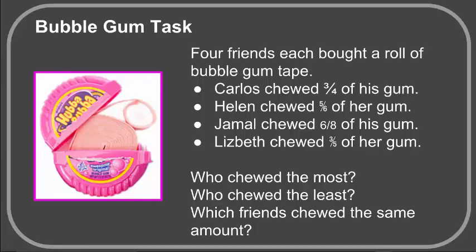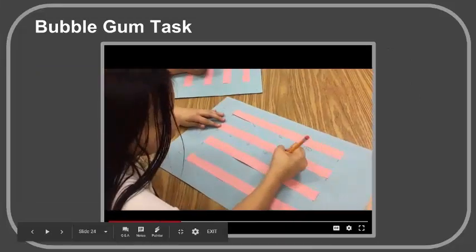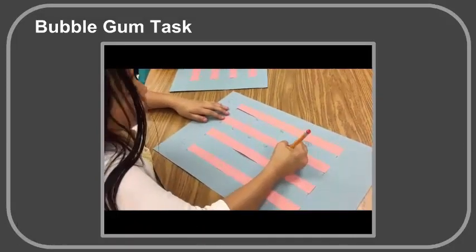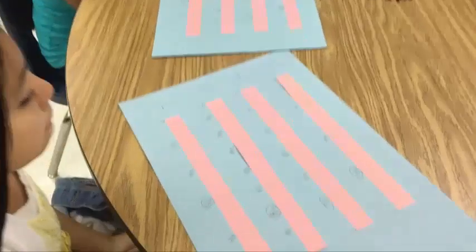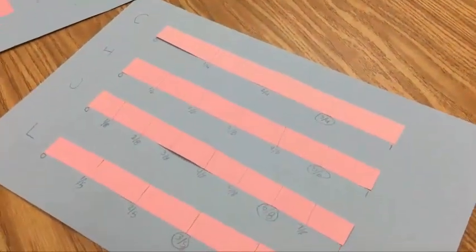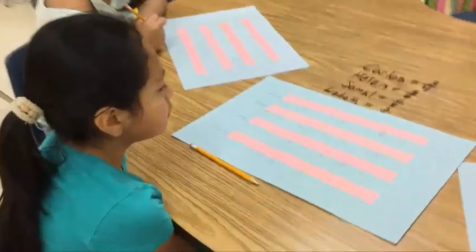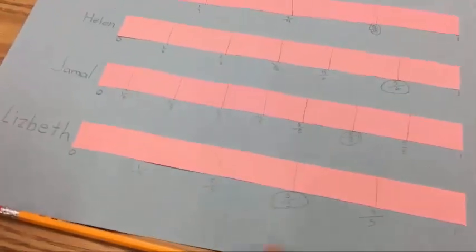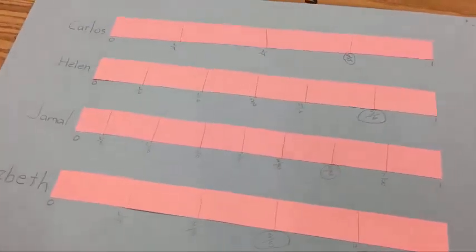Activities such as the bubblegum task incorporate opportunities for real-world application. 4 friends each chewed a different length of the bubblegum tape. Students discovered who chewed the most, least, and same amount by creating number lines to compare. So which friend ate the most gum? Helen. How much did she eat? 5/6. Okay, who ate the least amount? Elizabeth. Yes, Elizabeth. Okay, so we have 3/5 is the smallest.